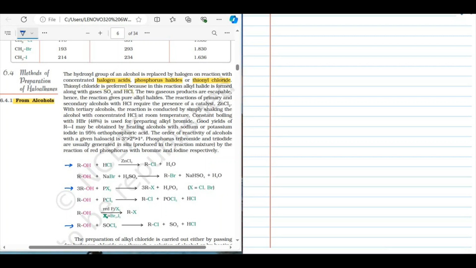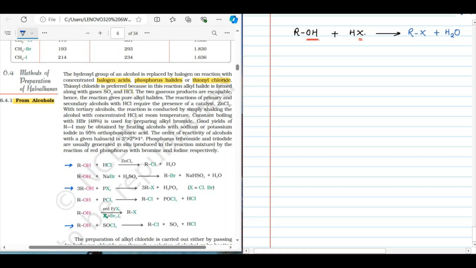First of all, we are going to study the reaction of alcohol with halogen acid. Here this is alcohol, ROH. When it reacts with haloacid HX, the OH group of alcohol is replaced with halogen and as a result alkyl halide is formed. So RX is formed along with the formation of a water molecule.